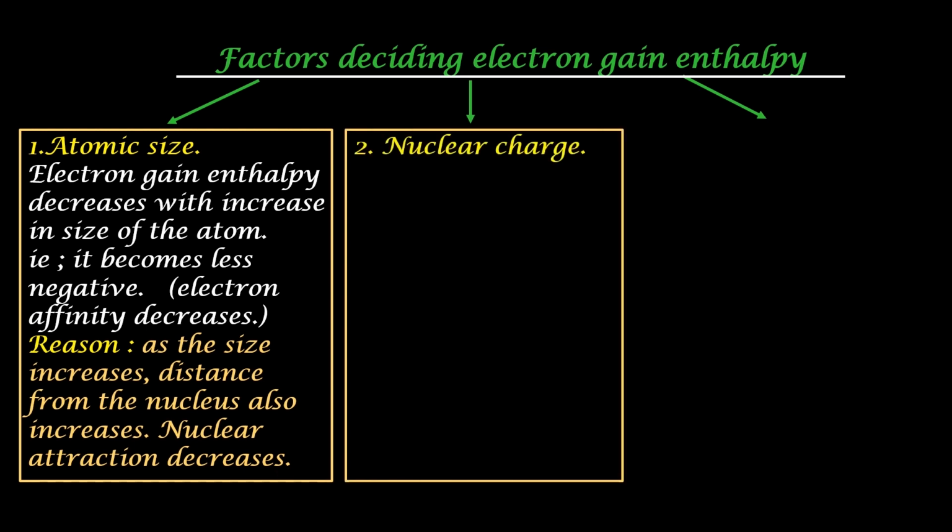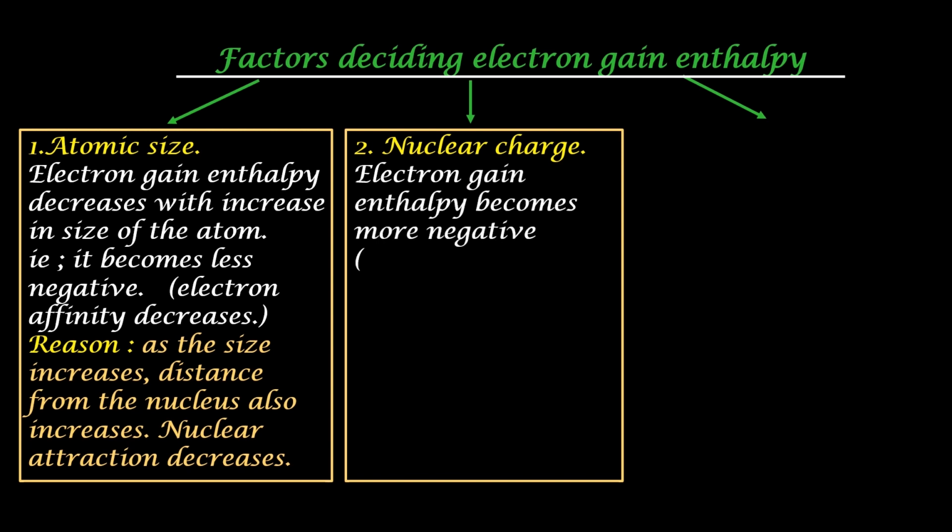Second factor, nuclear charge. When the atomic number increases, the nuclear charge increases across the period and down the group. Across the period, the atomic size decreases. Down the group, the atomic size increases. Electron gain enthalpy becomes more negative when the nuclear charge increases. Across the period, the atomic size decreases and nuclear charge increases. So, the combined effect will be greater negative value of electron gain enthalpy across the period.